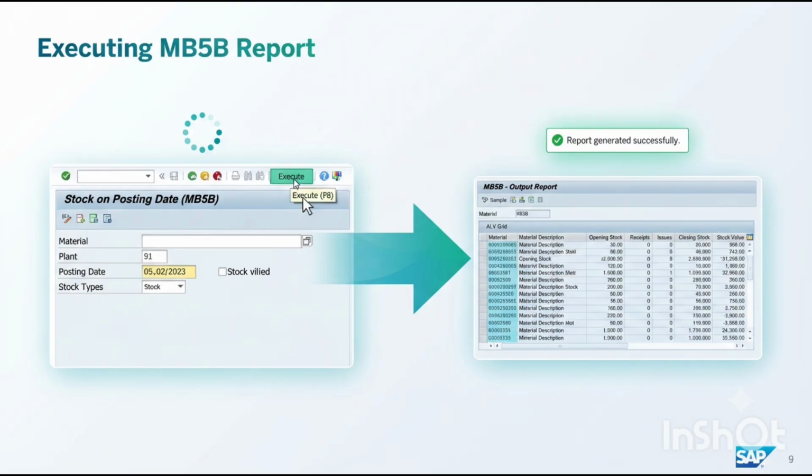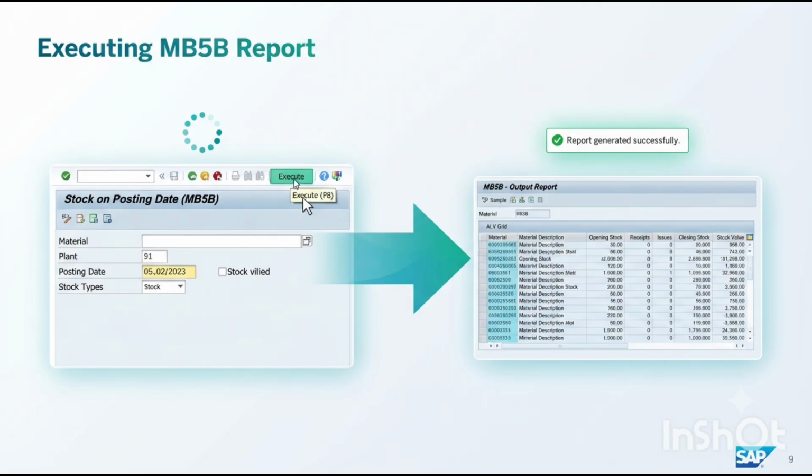Depending on the volume of data and number of materials, it may take anywhere from a few seconds to a minute. During processing, SAP calculates the opening stock by going through all historical movements till the selected posting date. After execution, you will see the complete detailed report. Always wait for the green success message at the bottom before analyzing the output. This step is crucial because wrong selection parameters can lead to long run times or incorrect results.